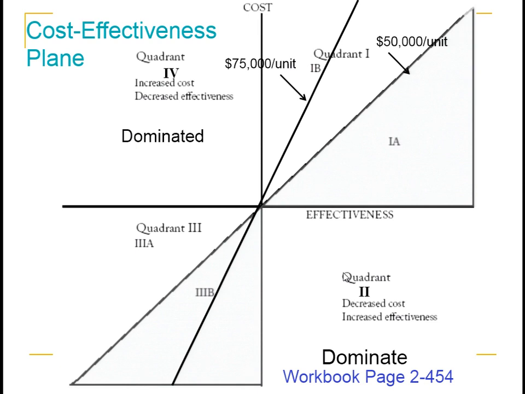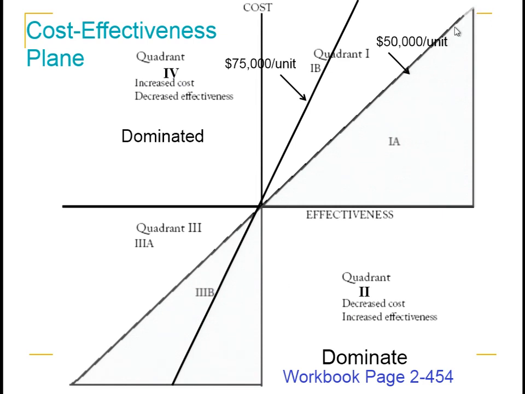The areas where you need to do studies are in these quadrants where you have an increased cost but you have increased effectiveness, or you have a decreased cost and decreased effectiveness, but the difference in effectiveness isn't worth the extra cost.